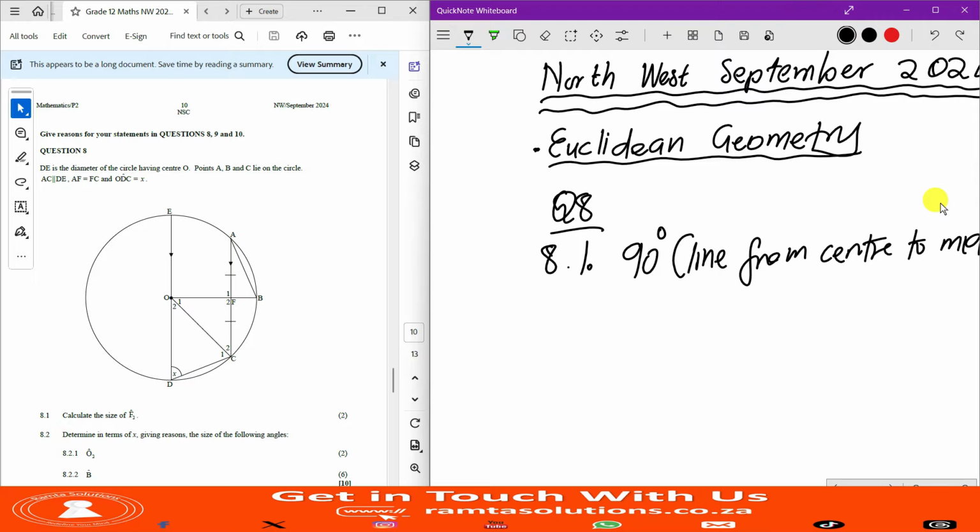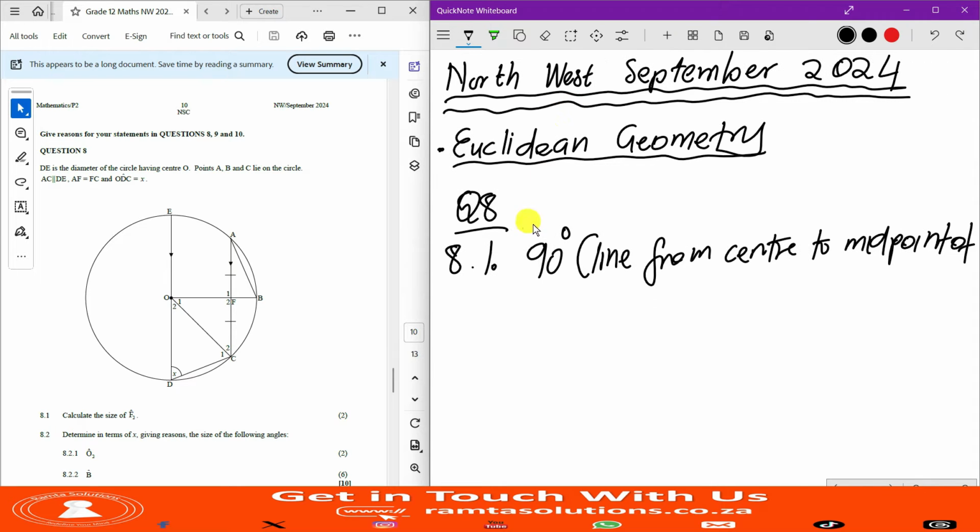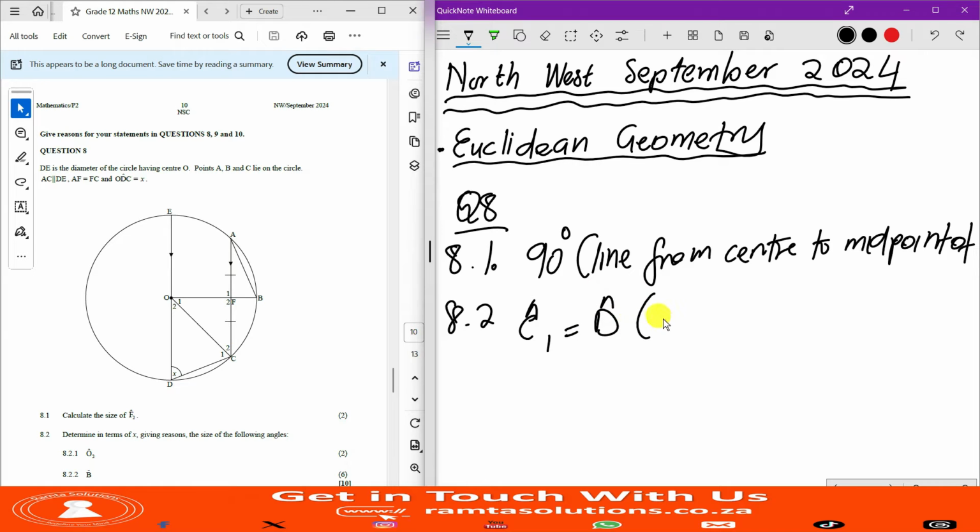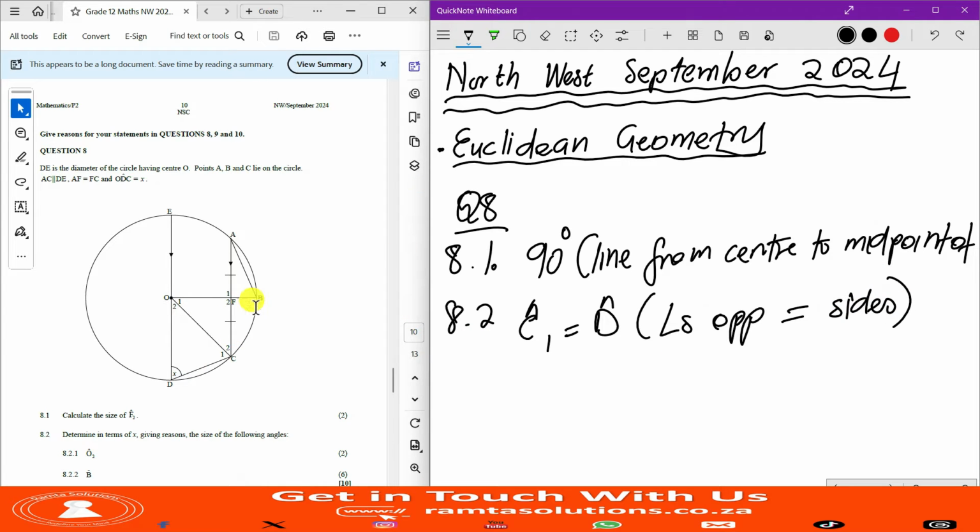All right, cool. Now let's go to 8.2. It says determine in terms of x, giving reasons, the sizes of the following angles. Angle O2. Interestingly, for angle O2, I will begin by saying angle C1 is equal to angle D. Why? These are angles opposite equal sides. Because we are saying OC is equal to OD. Why? These are the radii of the circle, so they are equal.